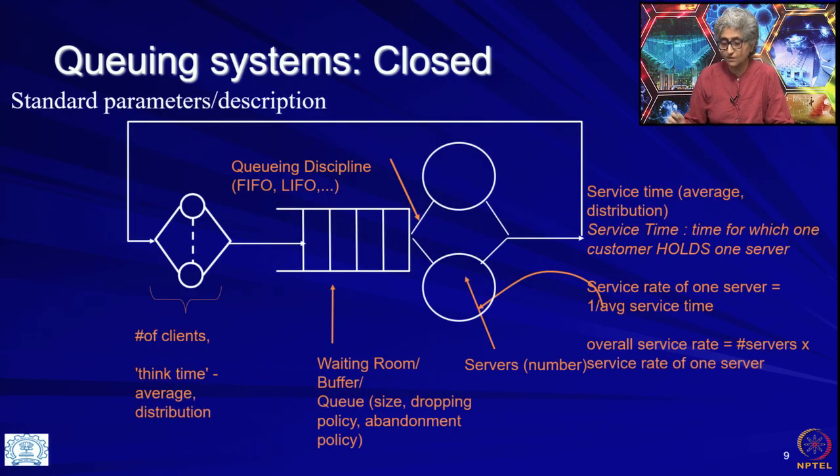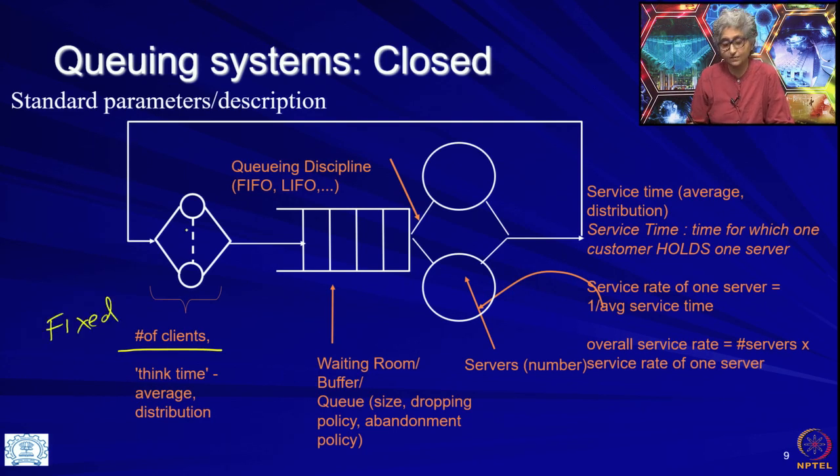Again, this just shows the same picture cleanly. The earlier parameters for the server system are again applicable for the closed system. Everything is just repeated here. But how are the clients described? We need some quantitative way to describe the clients. Again, you have the number of clients. This is fixed.